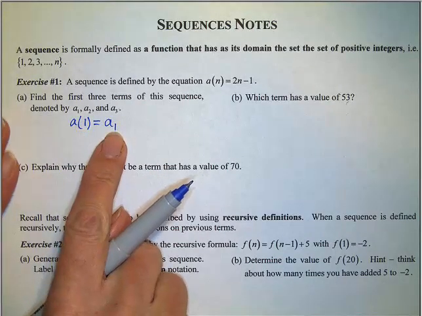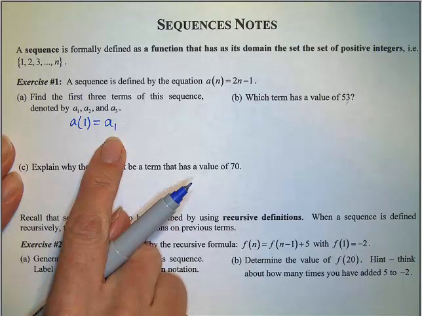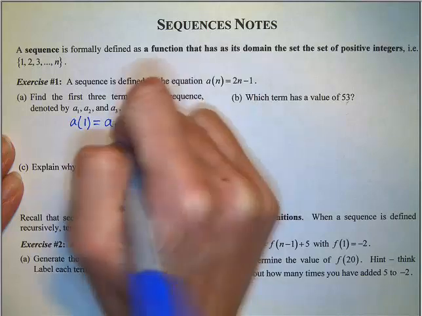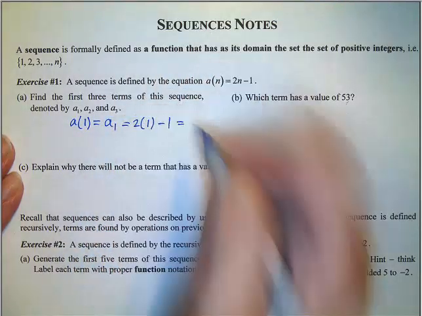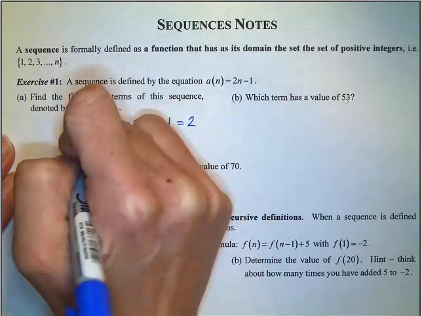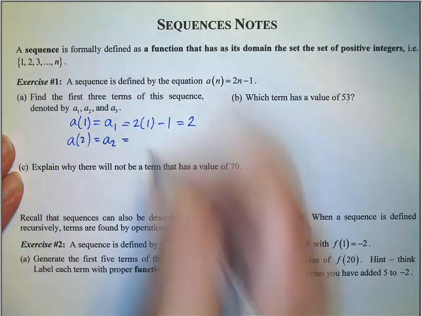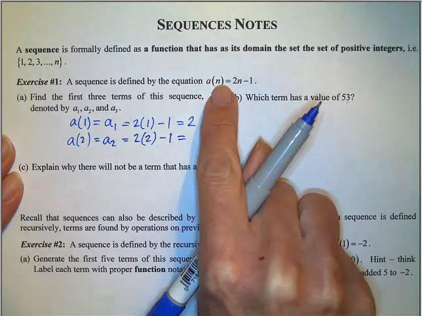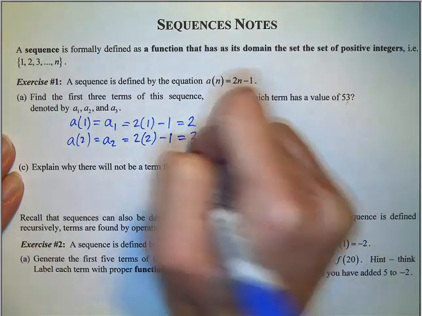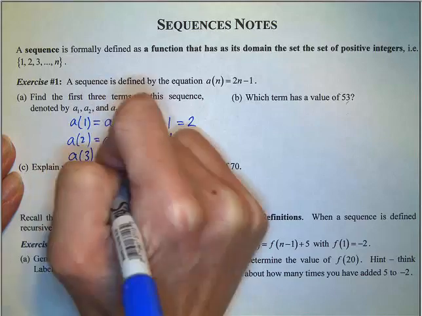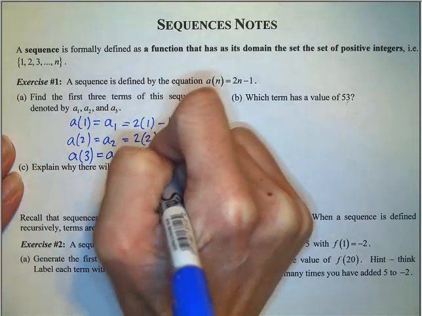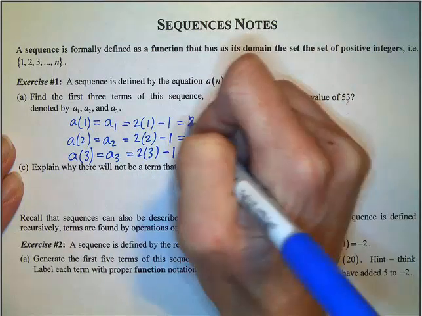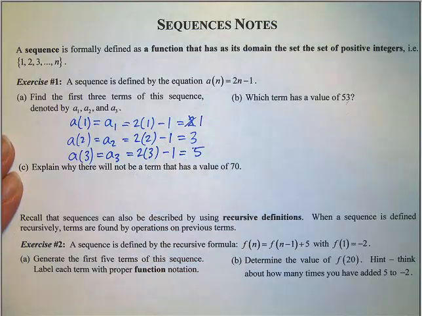So the first three terms, well, the first term, notice, a of 1, n is 1. So 2 times 1 minus 1 is 1. A of 2, or a sub 2, is 2 times 2 minus 1. And notice again, 1 and 2 are my n values. So this one is 3. And a of 3 is a sub 3, and that's 2 times 3 minus 1, which is 5. Did you notice I already made a mistake in the first one? This should be a 1. Great way to start.